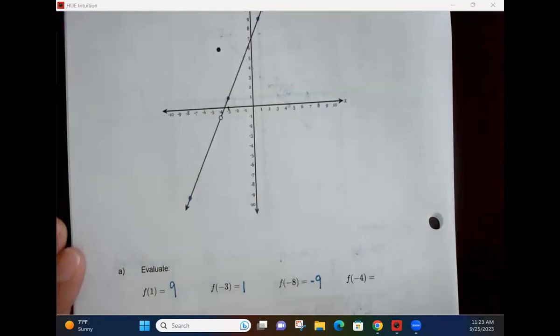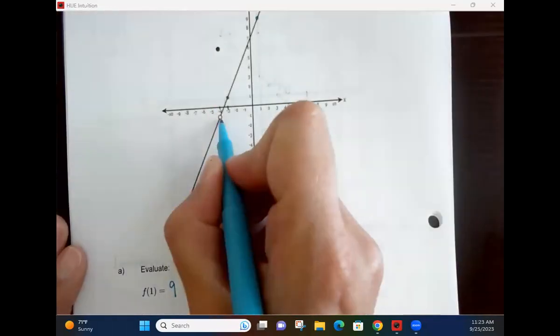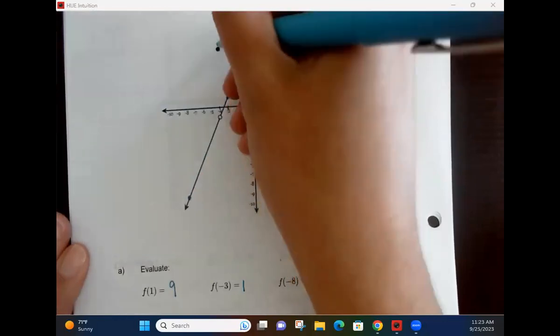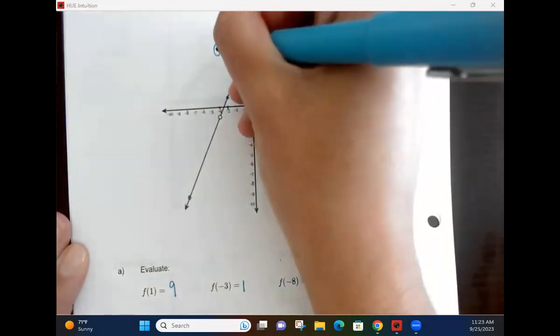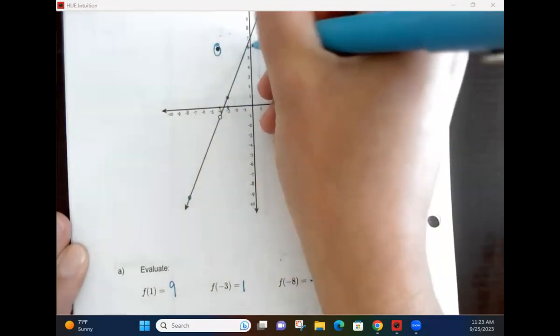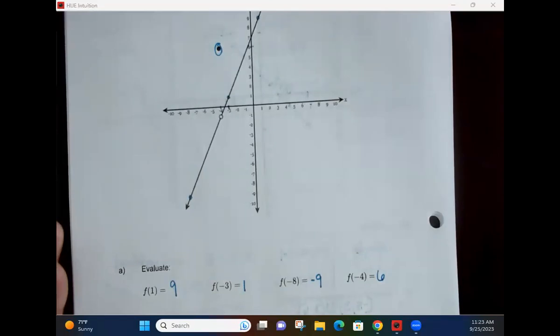And then the last one was the only one that was maybe a little tricky, f of -4. So here's -4. If I go down to the line, I have an open circle, right? But up here, I do have a point when x is -4. So when x is -4, y is 6. F of -4 is 6.